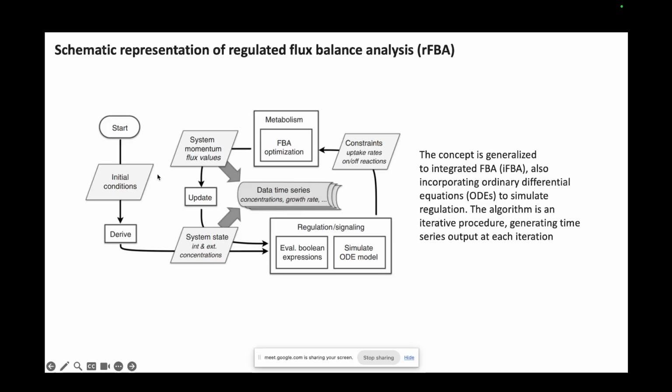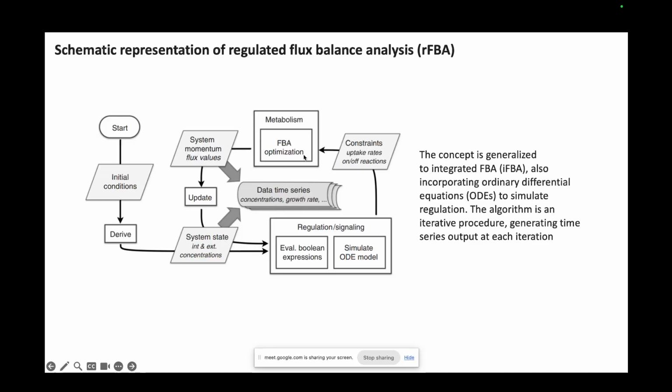So first you start with a set of initial conditions and you derive the system state under different conditions, and then you include the regulation or the signaling part, which is the whole GRN or gene regulatory network part involved in the metabolism. So you use Boolean expressions or you simulate an ODE model, and then you incorporate the constraints, which are uptake rates and on and off reactions, and then you do the FBA optimization. So here the extra part is the regulation or signaling part, which you're also incorporating in the form of ODEs, basically, or Boolean models, right?